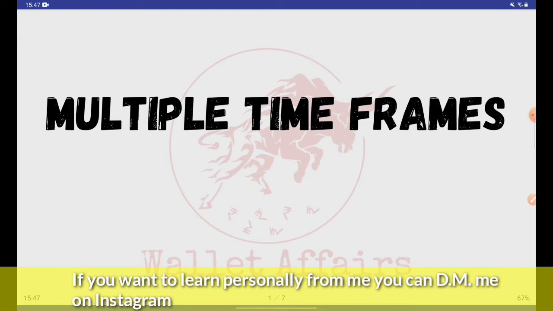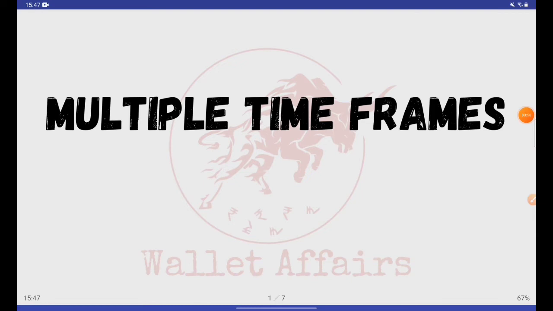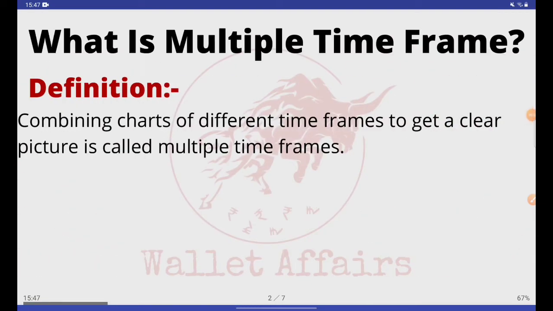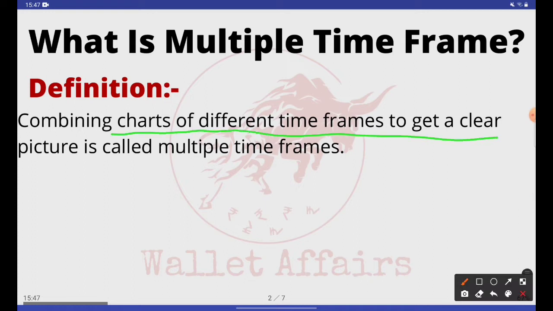Now, without wasting any time, let's start the video. So what is multiple time frame? First of all, what is multiple time frame? What we are going to discuss is the definition. Okay, so see, combining charts of different time frames to get a clear picture is called multiple time frame, right.